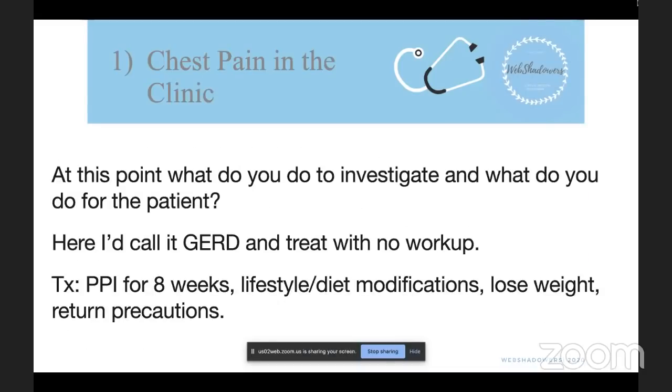At this point, how do you investigate and what do you do for the patient? So patient comes in, you see their vitals, you see their presentation, you ask them their history, you get the history, you do your physical exam. There's two aspects to what happens. It's what do you do to further diagnose the patient? What do you do to the patient? And what do you do for the patient?